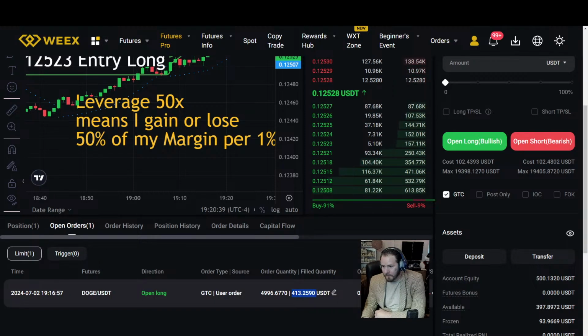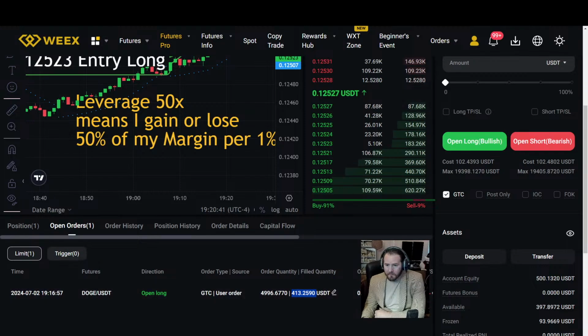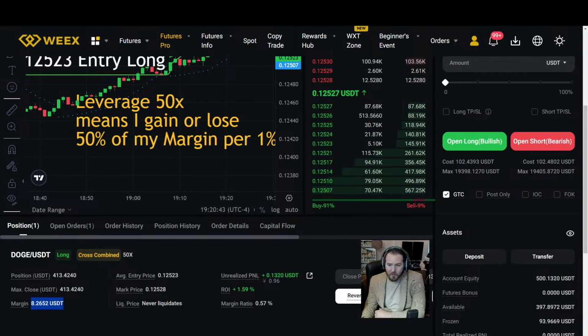It only filled maybe 10% of my order. So by the time this order is done, I'll have about $82 margin, which means every 1% the price goes up, I gain $42. Every time it goes 1% down, I'm losing $42. And if it goes down a little bit over 10%, to about 12%, I would be liquidated on this trade.